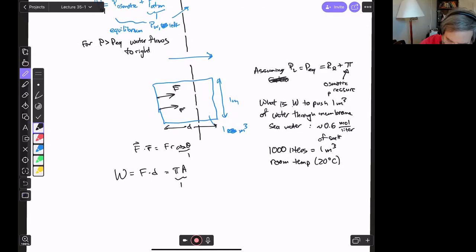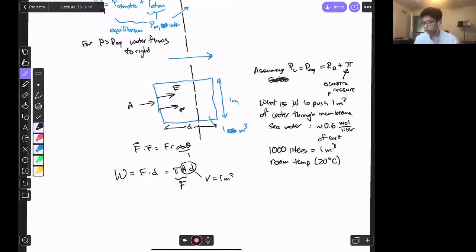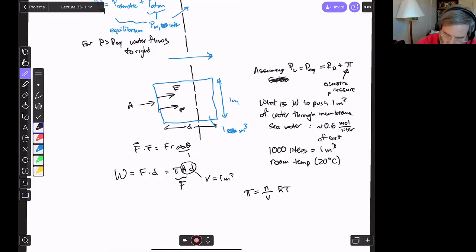So force is pressure times area. And the pressure in this case is the osmotic pressure pi times D. Go ahead. So that would, area times displacement would equal the volume. So the area is the cross-sectional area as seen looking from this direction. So A times D is equal to the volume, which is 1 cubic meter in our case. Go ahead. And then simplifying the osmotic pressure, it would be the number of moles divided by, or the molarity times R times T. So it's moles per volume times R times T. Good. And our volume is 1 cubic meter.